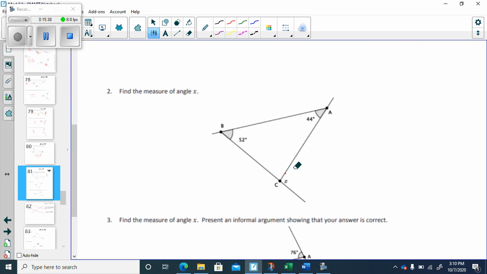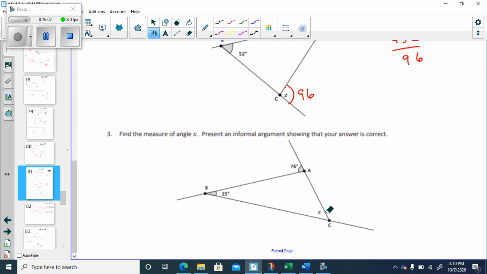On 2, find the measure of the angle X. It's an exterior angle. These are both the two remote interiors because they don't touch this one and they're on the inside. So the sum of those two remote interiors will give me the exterior angle. That gives me 96. The measure of this angle is 96 degrees. Okay?